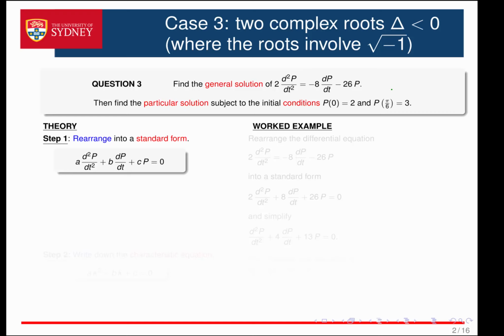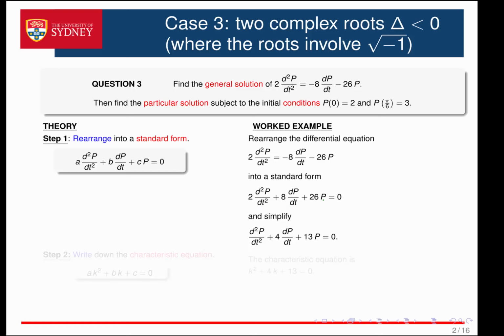Step 1. Rearrange the differential equation into a standard form. This means that all the terms containing p are on the left-hand side, and that the order is second derivative, then first derivative, then p. For our example, we must move the term containing the first derivative and the term containing p onto the left-hand side. We do this by adding 8 times dp dt and 26 times p to both sides. Here we make sure that the order on the left-hand side is second derivative, first derivative, then function p. Even though this is now in standard form, we can make the working much simpler by dividing both sides by 2.